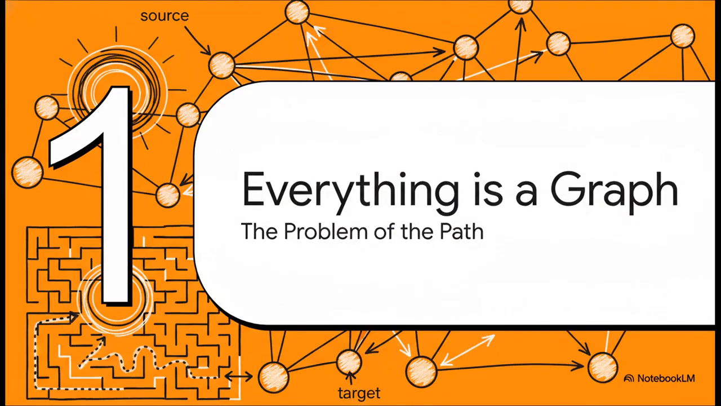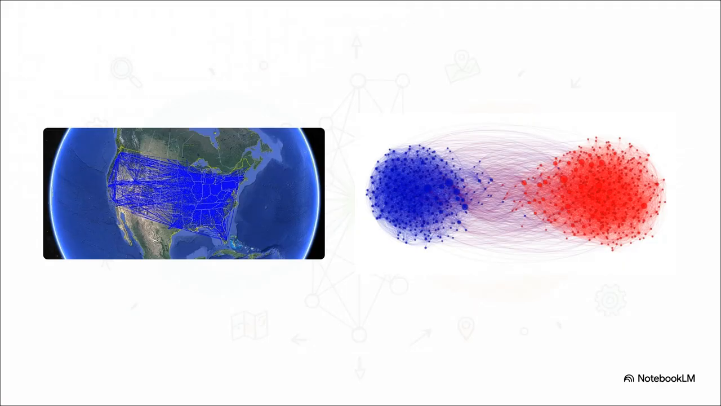So, to even start tackling this, we've got to put on our computer scientist hat for a minute. And here's the wild part: once you start looking for it, you see that everything is a graph. And that is the absolute key to unlocking this whole problem of the path. And these images just make it so obvious. Look at this. On one side, you've got airline flight paths. The airports are the dots, the nodes, and the flights are the lines connecting them.